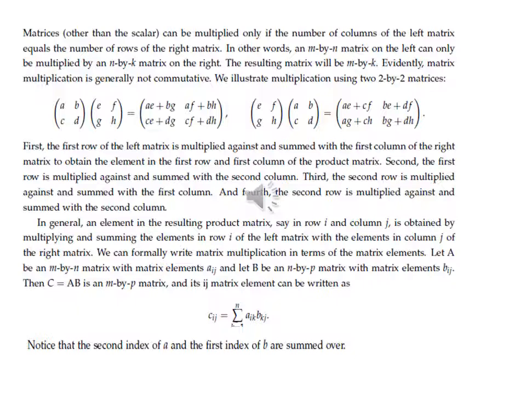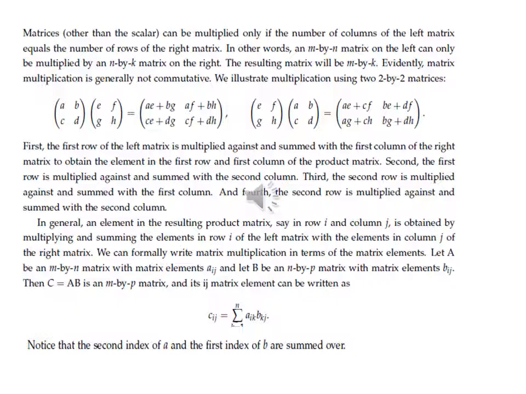First, the first row of the left matrix is multiplied against and summed with the first column of the right matrix to obtain the element in the first row and first column of the product matrix. Second, the first row is multiplied against and summed with the second column. Third, the second row is multiplied against and summed with the first column. And fourth, the second row is multiplied against and summed with the second column.